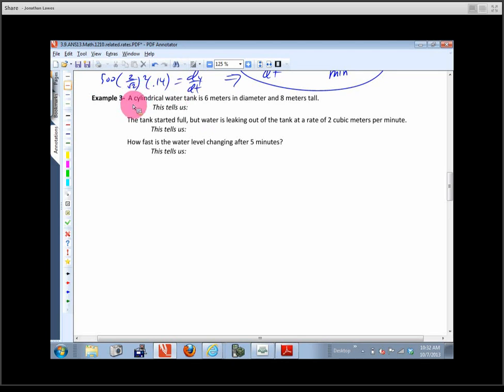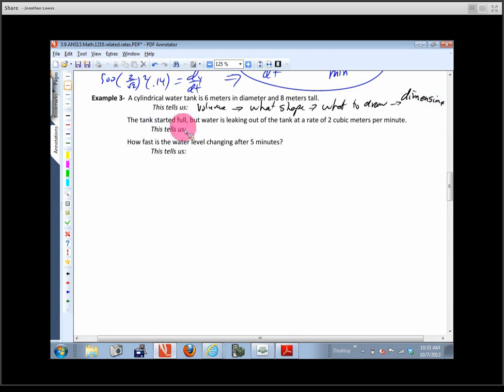Okay, it'll give us a sentence like this. A cylindrical water tank is 6 meters in diameter and 8 meters tall. What does that tell us? If we have to solve that problem, if we read and think about that sentence, what does that tell us? Okay, so it tells us maybe the volume, but before we can figure out the volume, we'd probably have to know what shape, what to draw. The fact that it's a cylindrical water tank tells us that we're going to draw a shape, okay? And it also gives us, and this is important, it gives us the dimensions, okay?